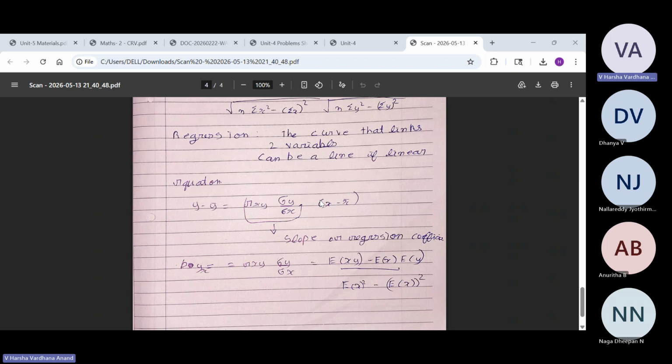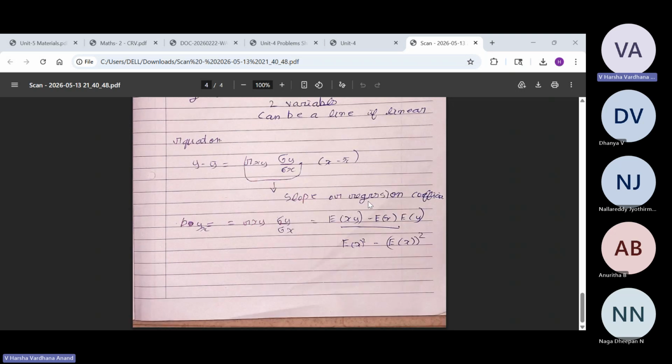This thing is the slope, x minus x dash. So how do we get the formula for this? r_xy, which is the Pearson coefficient we saw earlier, and sigma of y, sigma of x, this is the standard deviation. So we just calculate this and get this formula over here. That will give you the slope.